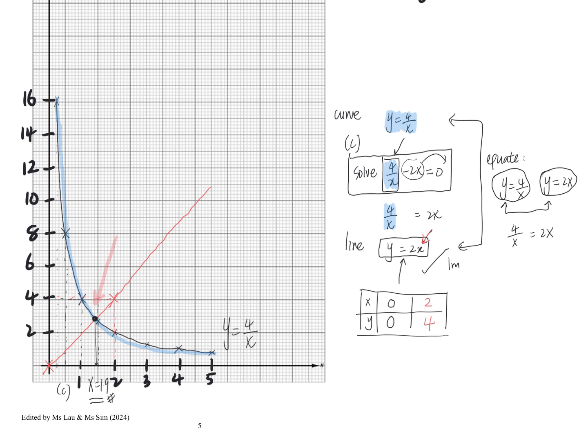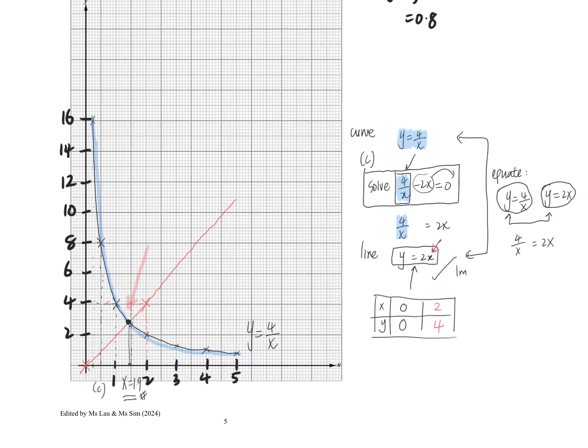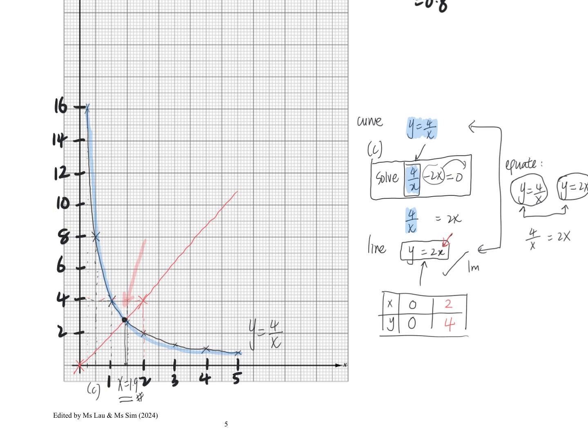Okay, so I'm going to drill a bit more on the suitable line because that's where the marks are. So remember, you need to create your own table of values to draw that line out.